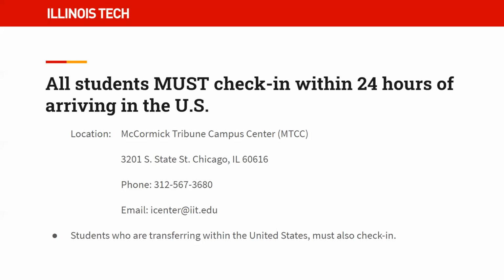And again, make sure you have this phone number, 312-567-3680. And you also have the email icenter@iit.edu. And then that way we will have all the information for you. We as a university want to confirm that you have all the information necessary to know that you have checked in and that you are here in the country to start studying. We just want to make sure that the government knows that you have now arrived.